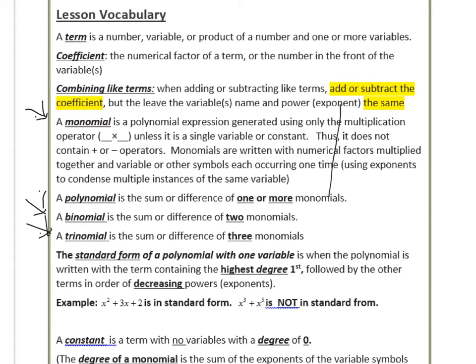And the other important thing, and this is the way I want you to get used to writing all of your answers, is in what we call standard form. It's when the polynomial is written with the term containing the highest degree, which is the same as the highest exponent, first, followed by the other terms in order of decreasing exponents. For example, this right here, that's in standard form. The highest exponent is 2, then it goes down to an exponent of 1, and then there's no exponent at all.